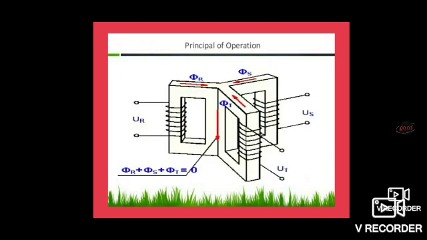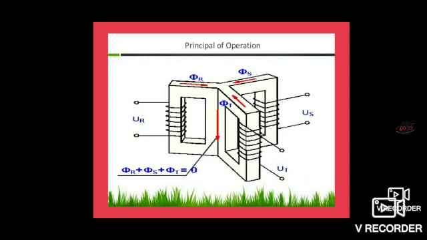Let us see the principle of operation of a three-phase transformer. There are three phases. The fluxes induced in the three phases are phi R, phi T, phi S respectively. Phi R is the primary winding, phi S is the secondary winding, phi T is the tertiary winding. VR is the supply voltage given to phase R, VT is the supply given to phase T, and VS is the supply given to phase S. And phi R plus phi S plus phi T is equal to 0. Total flux is equal to 0.